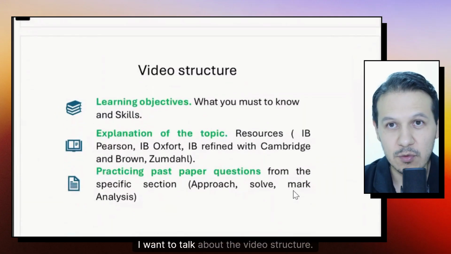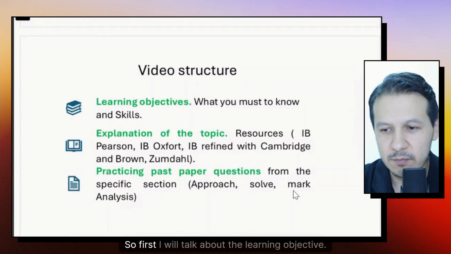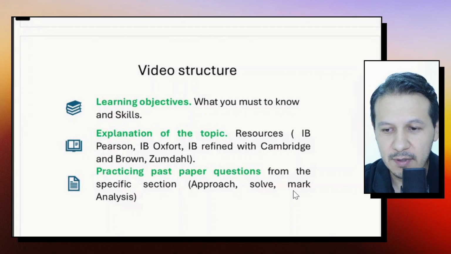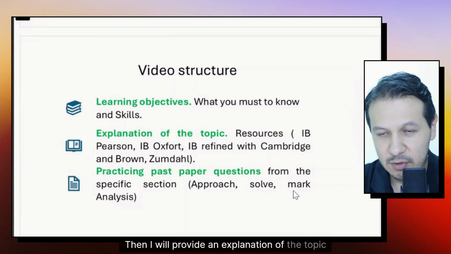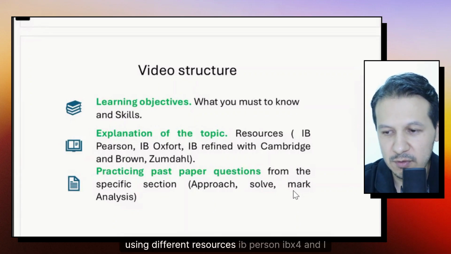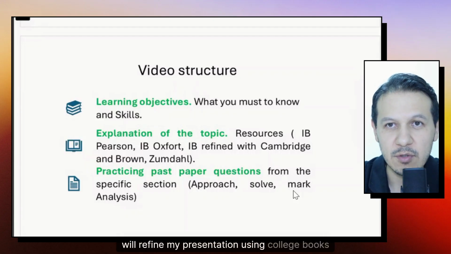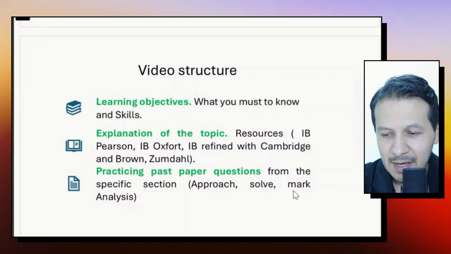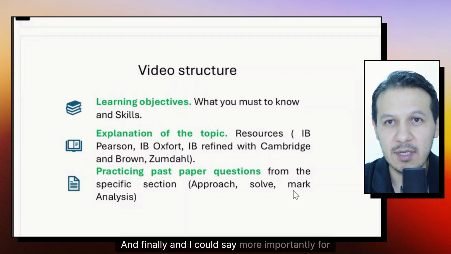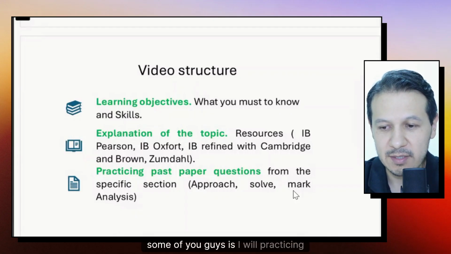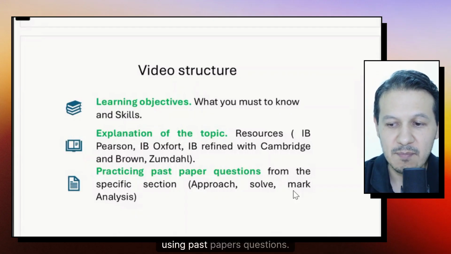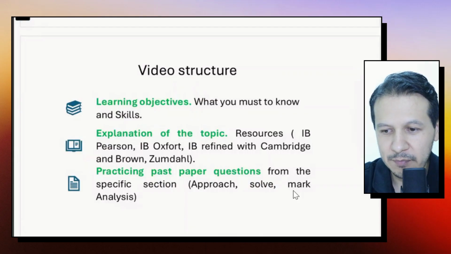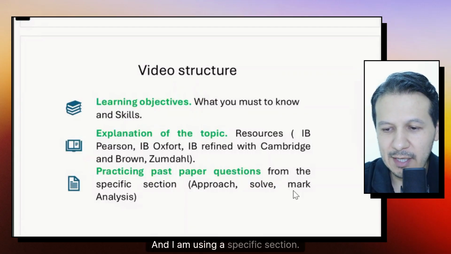Now, I want to talk about the video structure. First, I will talk about the learning objective. Then I will provide an explanation of the topic using different resources, IB Pearson and IB Oxford, and I will refine my presentation using college books like Cambridge, Brown, and Zumdahl. And finally, and I could say more importantly for some of you, I will practice using past paper questions, okay? And I am using a specific section.